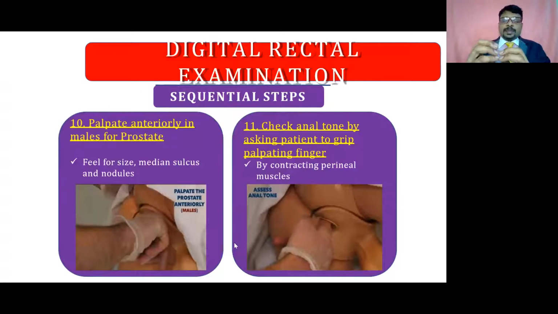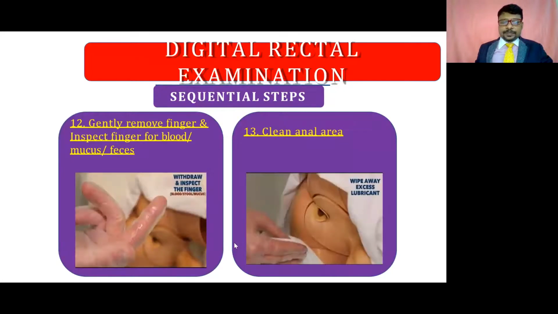This is a complication especially after episiotomy, which means that during delivery the surgeons cut the perineal area to give space for the baby to come out. In those conditions they may get muscle weakness or fecal incontinence. That is why we have to follow these sequences while performing the rectal examination.